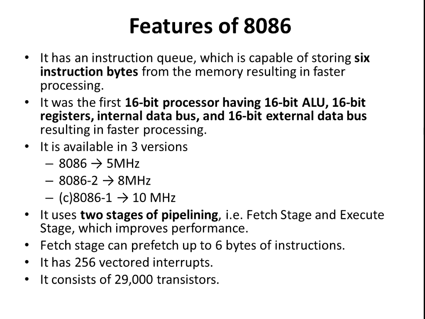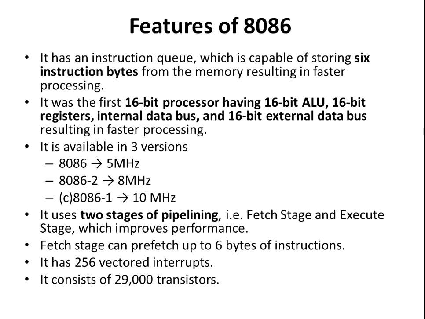We can see the features. It has an instruction queue which is capable of storing 6 instruction bytes from the memory, resulting in faster processing. Because of this instruction queue, the processor can prefetch the instruction and store it in this instruction queue. It was the first 16-bit processor having a 16-bit ALU, 16-bit registers, internal data bus and 16-bit external data bus, resulting in faster processing. It is available in 3 versions.